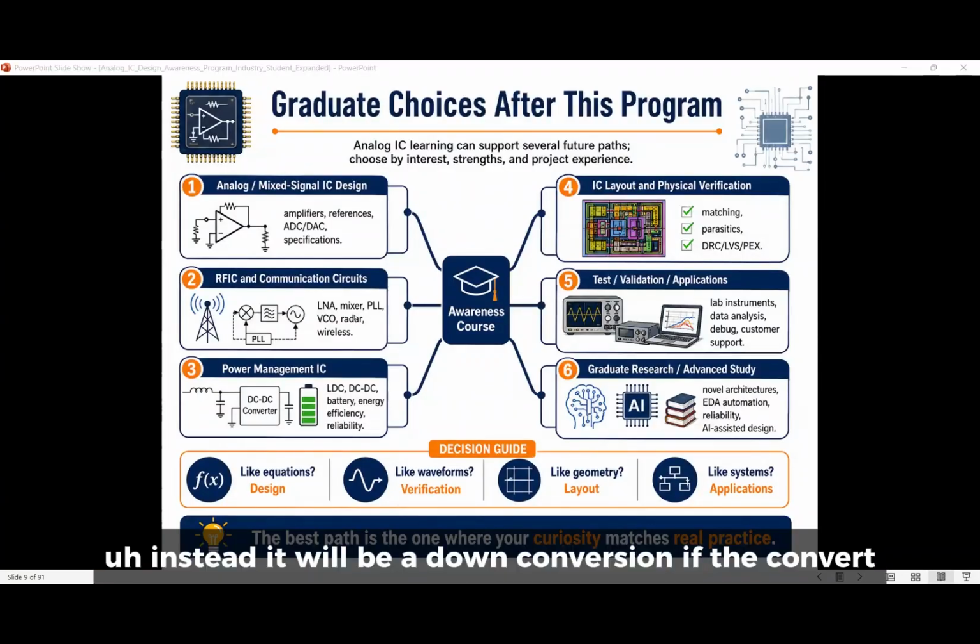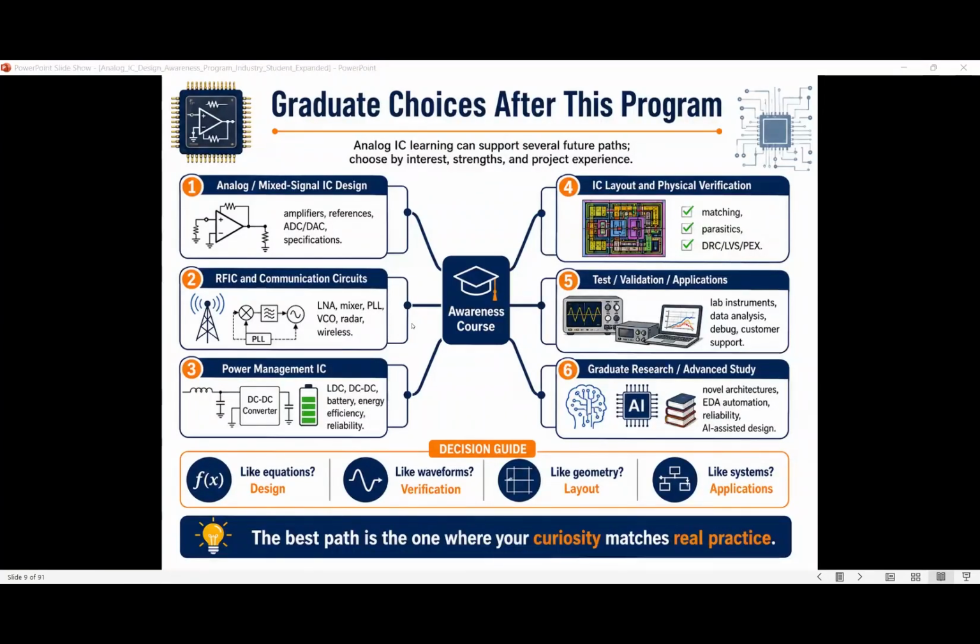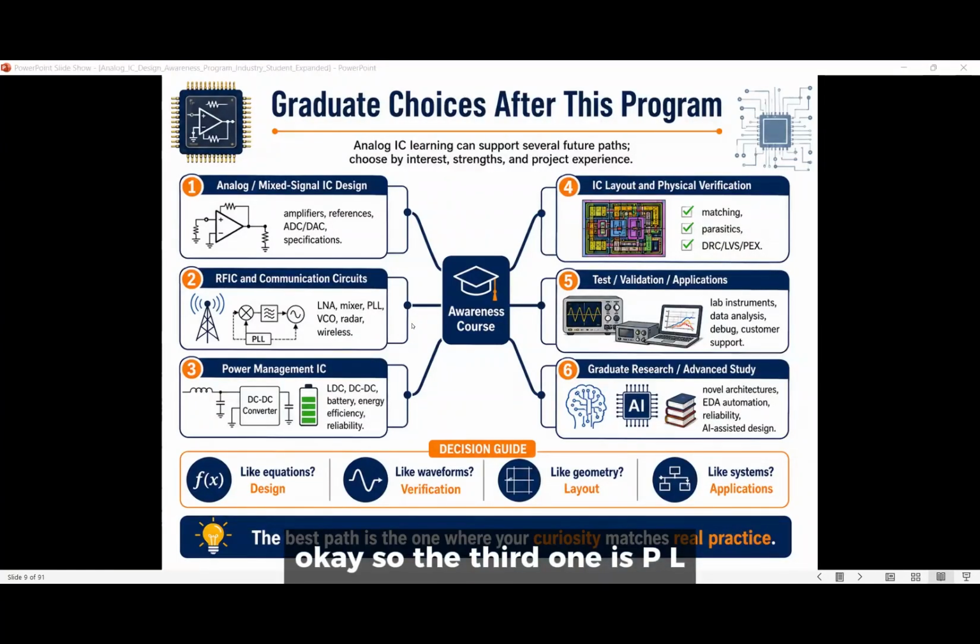Instead, it will be a down conversion if the frequency is lower, right? So it actually acts as a conversion block. Okay, so the third one is PLL. This is also a very hot topic when you go into the industry.